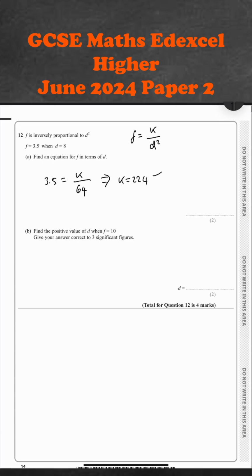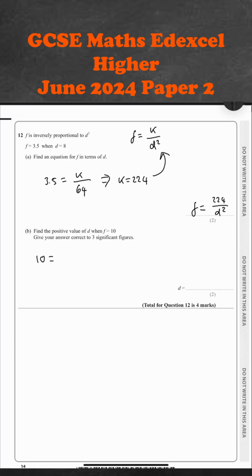And let's just put 224 into our equation. F equals 224 over d squared, and that is our equation. Part B, find the positive value of d when f equals 10. Give your answer correct to 3 significant figures.